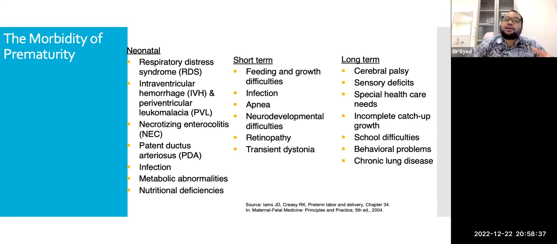Kan? And then because the bowel are immature, the vessels lining the bowels are immature, they are more prone, and dia tak ada the normal gut flora. Bila tak ada normal gut flora, yang more pathologic punya organisms senang nak grow, Klebsiella, Acinetobacter. So, and this can result in necrotizing enterocolitis.